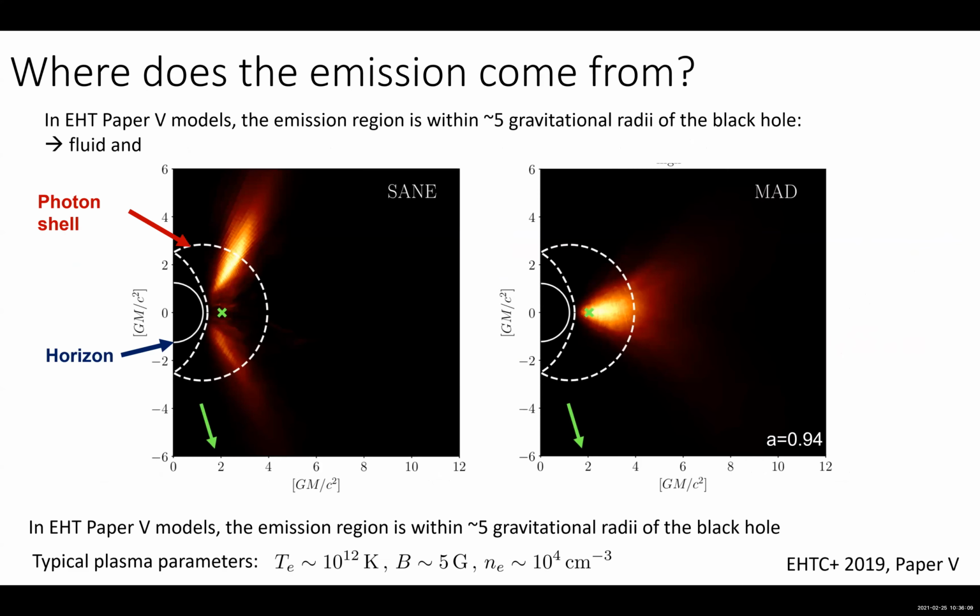We have the question of where the emission comes from. We know from the EHT paper 5 models that in almost all the models, the emission region is within 5 gravitational radii of the black hole, so subject to very strong gravitational lensing effects, with emission coming from inside this region of photon orbits, as in this picture from paper 5. But the exact shape of the emission region differs from simulation to simulation. Is it somewhat spherically symmetric? Does it light up along the jet sheath? Is it more concentrated in the equatorial plane, for example?